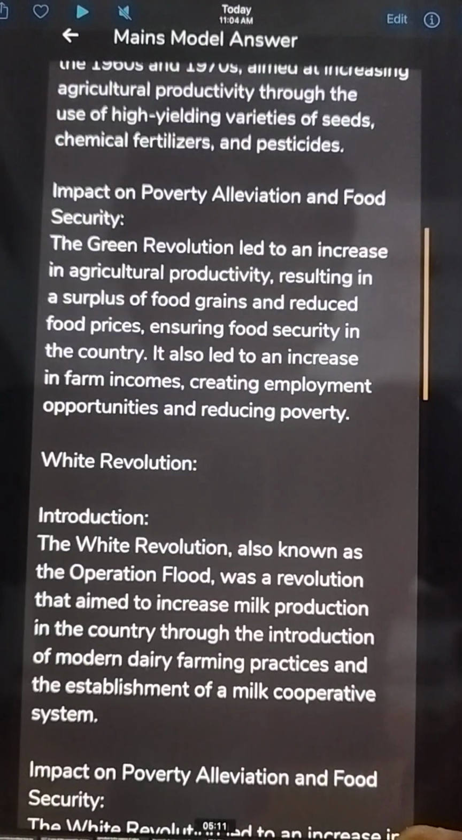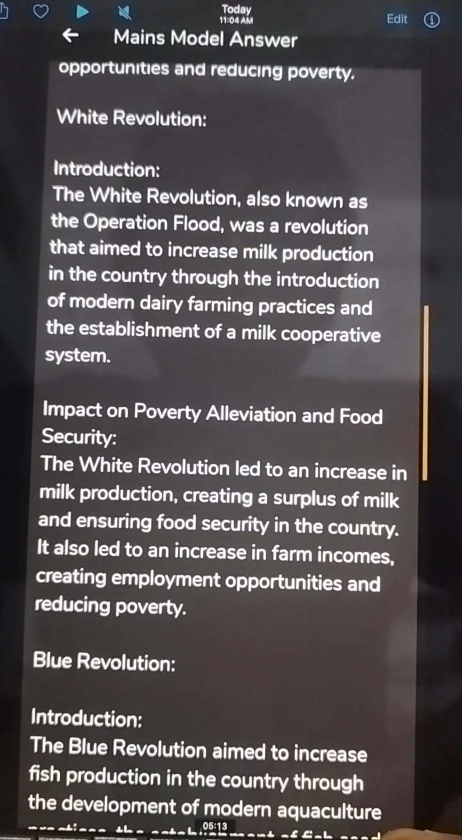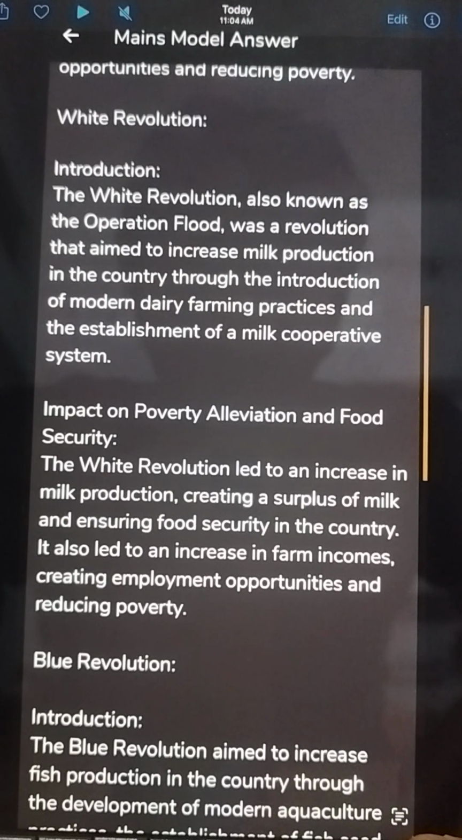Then comes third, the White Revolution. The White Revolution, also known as Operation Flood, was a revolution that aimed to increase milk production in the country through the introduction of modern dairy farming practices and the establishment of a milk cooperative system. Impact on poverty alleviation and food security: The White Revolution led to an increase in milk production, creating a surplus of milk and ensuring food security in the country. It also led to an increase in farm incomes, creating employment opportunities and reducing poverty.